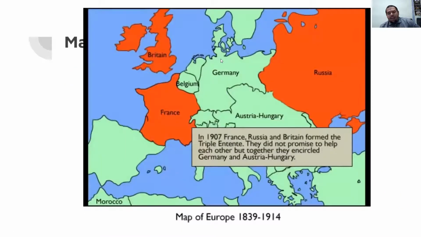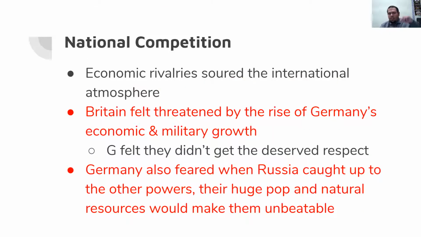So here you go. Here's the map. Germany, Austria-Hungary, you can't see Italy. And then the Triple Entente, Britain, France, Russia. All right.